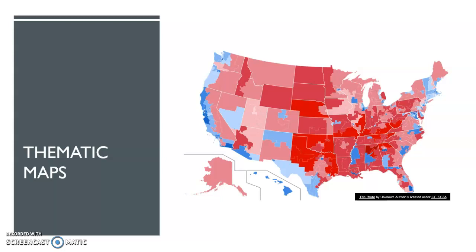And the easiest way to tell the difference between a reference map and a thematic map is that a reference map literally just tells you where something is. A thematic map will tell you how one area compares to another with regards to some type of information.